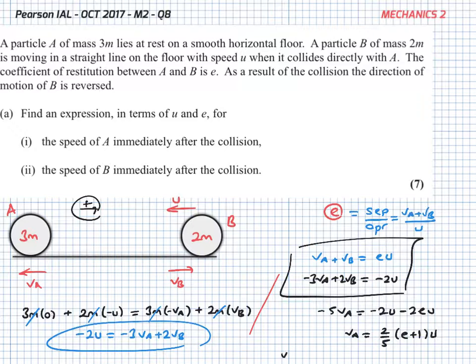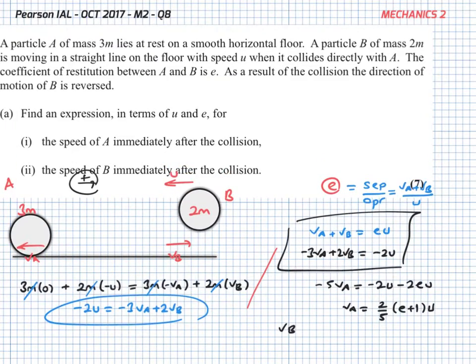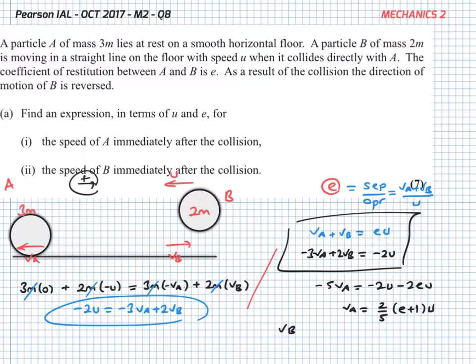Similarly, you can get VB as u over 5, (3e minus 2).